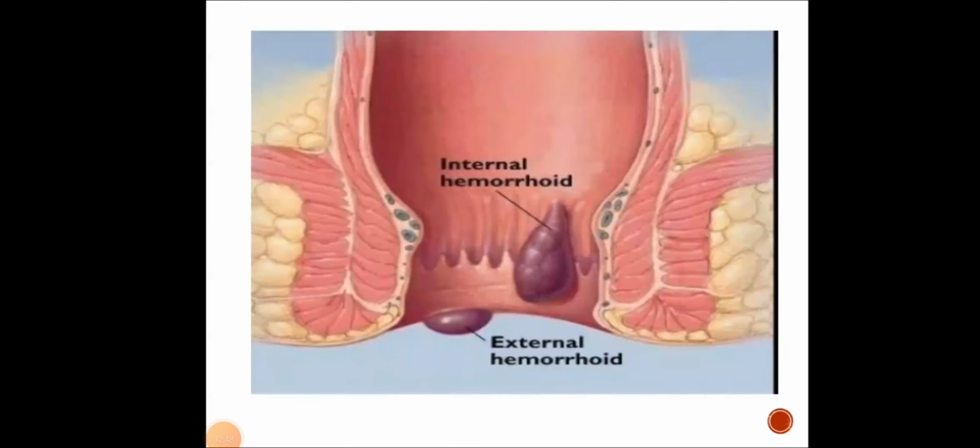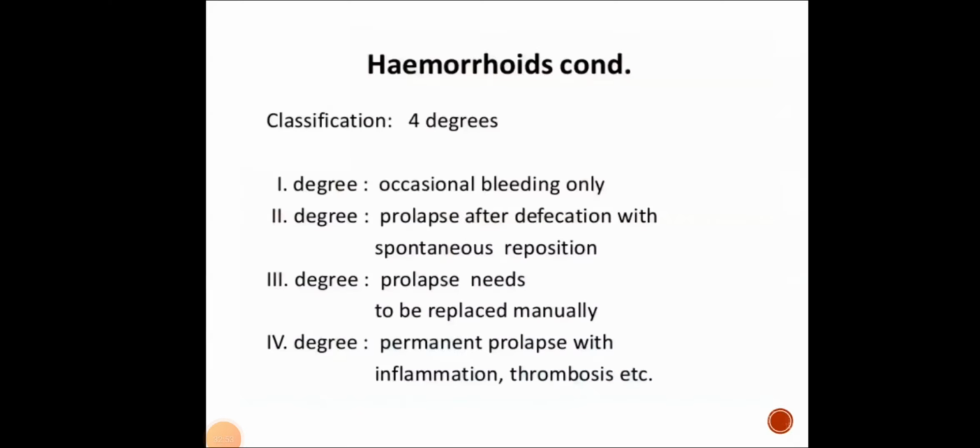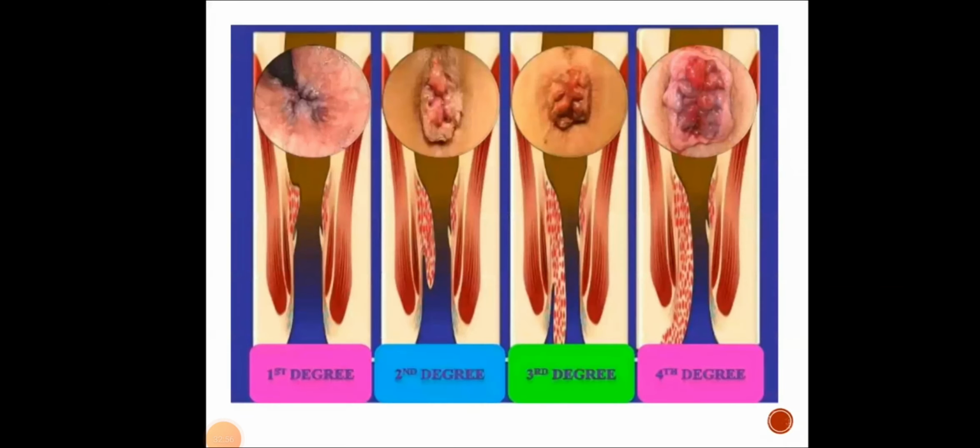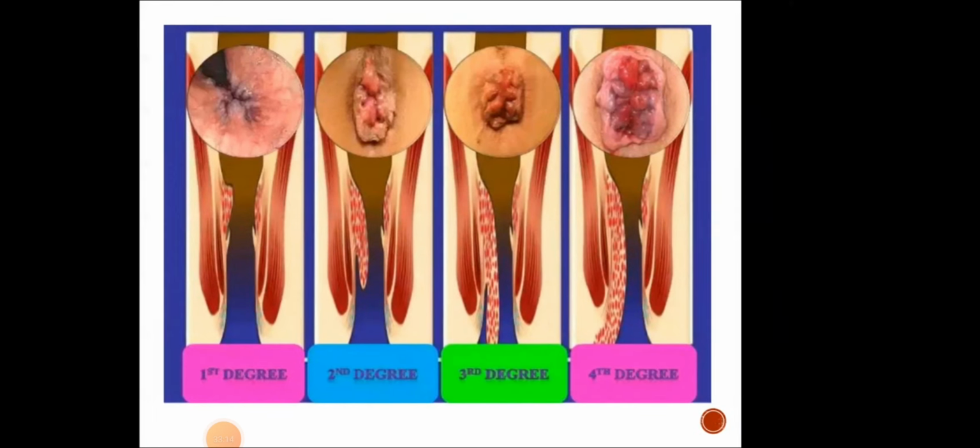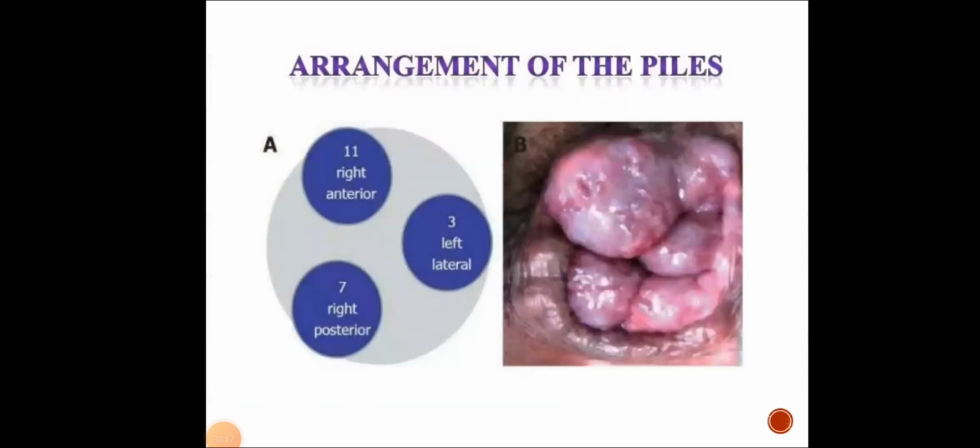So this is the internal hemorrhoid and external hemorrhoid based on the position. Then degrees we have seen. This is the first degree when nothing is coming out. Then second degree, on straining it will come, but it will get reduced spontaneously. Third degree when we have to manually replace it. Fourth degree when it is completely prolapsed. This is the position, the primary 3, 7, 11, how the pile positions will be. Based on that, how the pile mass is getting arranged.